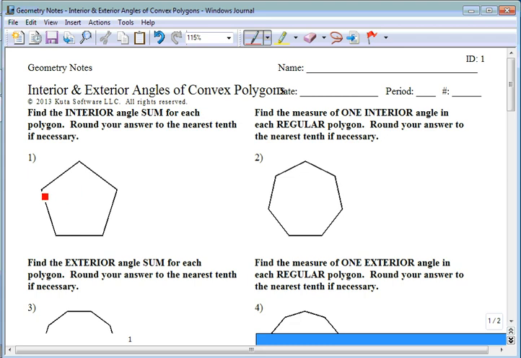So if I take a vertex and just draw the diagonals from that vertex, remember, a diagonal connects non-consecutive vertices. I have a 1, 2, 3, 4, 5-sided polygon here, so a pentagon, and I created 1, 2, 3 triangles out of this pentagon. So for each one of these 3 triangles, I have 180 degrees.